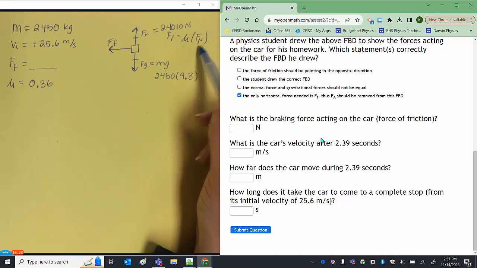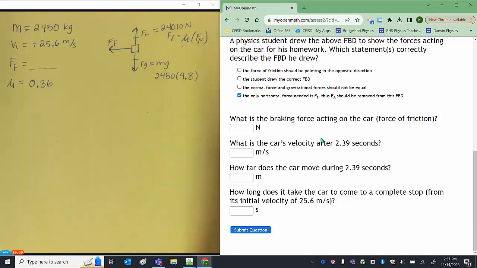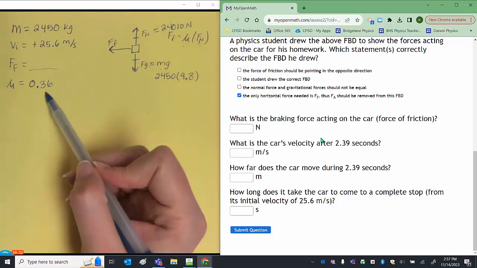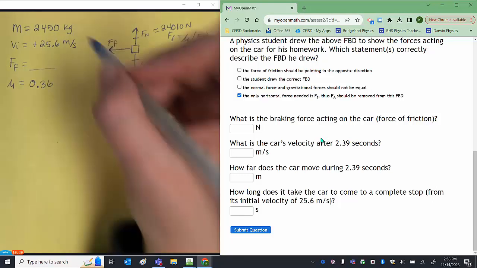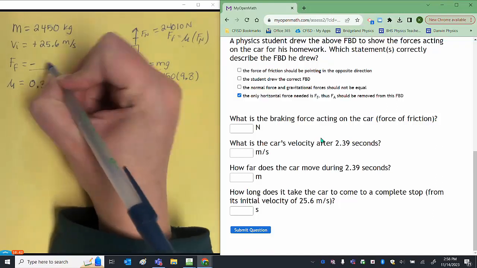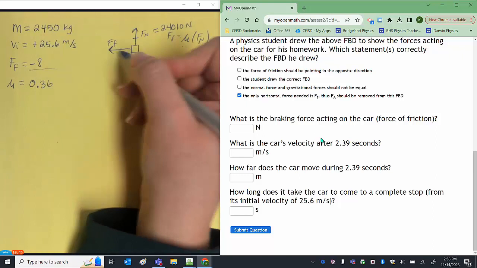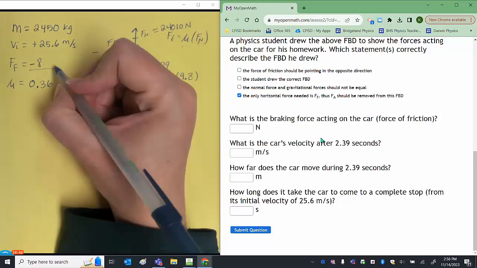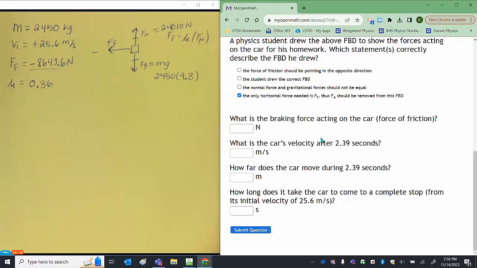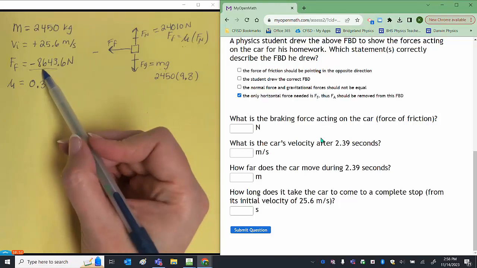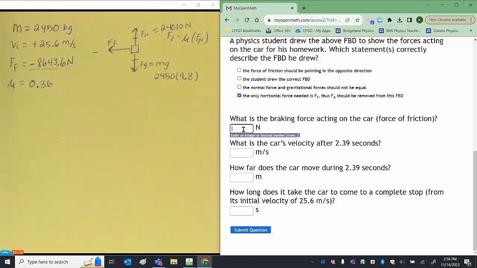Mu times Fn. So I'm going to take that Fn, that 24,010, and I'm going to multiply it by my coefficient of friction, which was 0.36. Again, that number was given to me in the question. And when I multiply them, I get my force of friction. And I'm going to tack a negative sign on. I don't get a negative number in my calculator, but I know it's negative because it's going in this direction. Negative 8,643.6 newtons. So now I have my force of friction, and that is also my braking force. So let's go ahead and type it in. Negative 8,643.6. What is the car's velocity after 2.39 seconds?